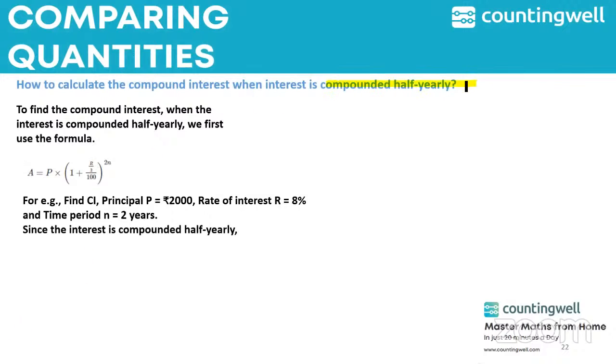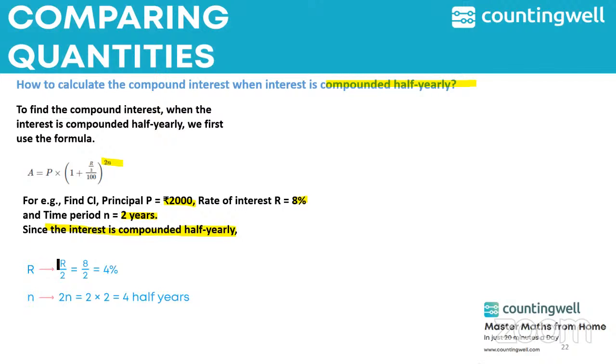When it is compounded half yearly, we are taking the power to n. Then we are finding the compound interest using the values given. For example, find compound interest when the principal is rupees 2000, rate of interest per annum is 8%, and time period is 2 years. Now the interest is to be compounded half yearly.